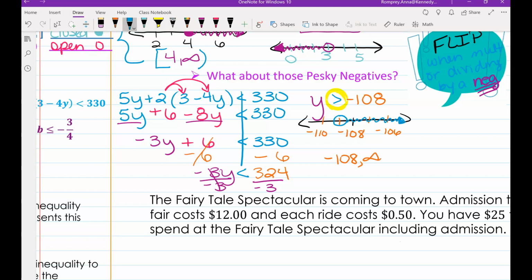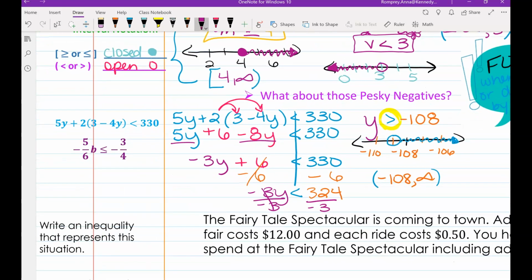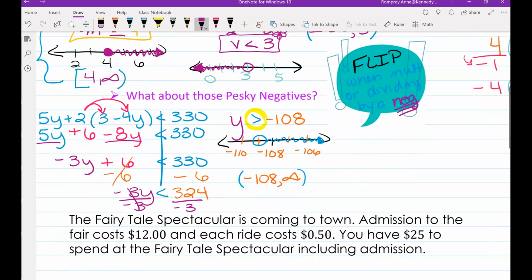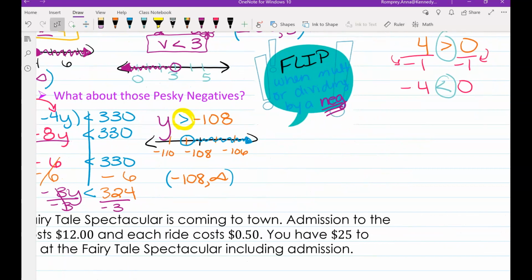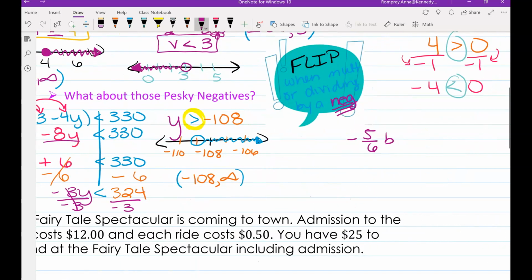So now the hard part, open or closed. So -108, open or closed? It was an open circle, not included, and infinity is always open. So we close it using 2 parentheses. All right, there was a lot going on with that problem. So let's try another one. -5, 6b. Ooh, this looks ugly. -5, 6b is less than or equal to -3/4.